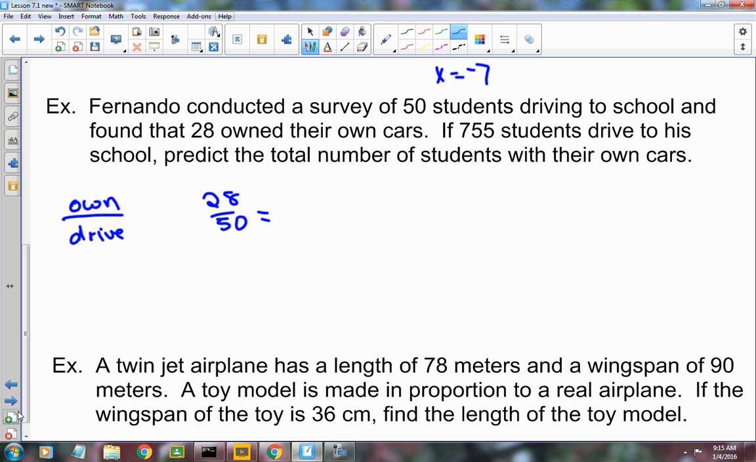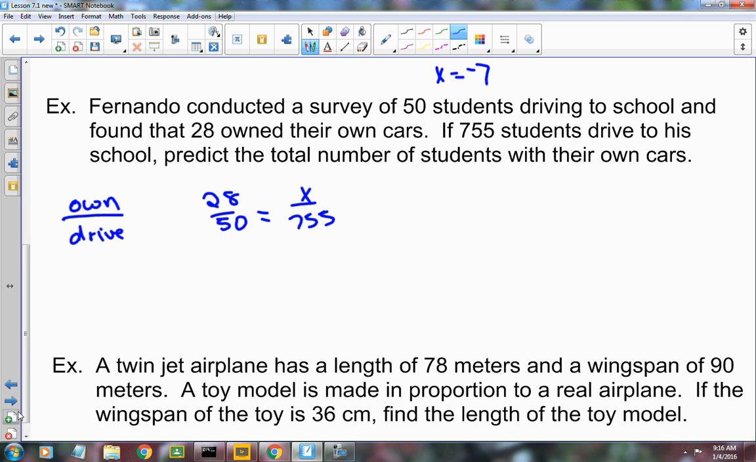It says if 755 students drive to his school, predict the total number of students with their own cars. How would you set the other side up? X over 755. Okay. All right. So the main thing that you got to make sure is when you set this proportion up, if you're setting up the left side as own to drive, you've got to set up the right side as own to drive. Okay. All right.